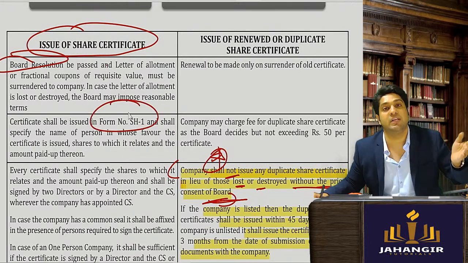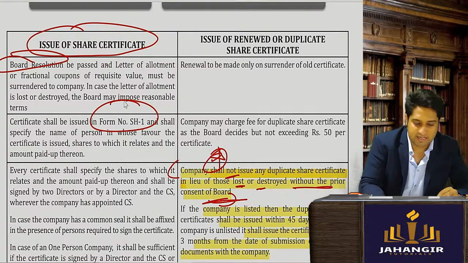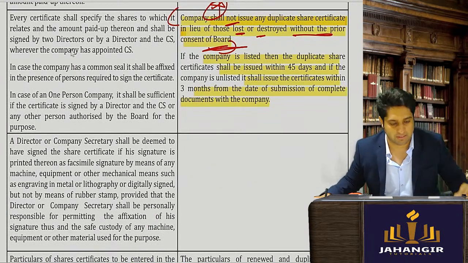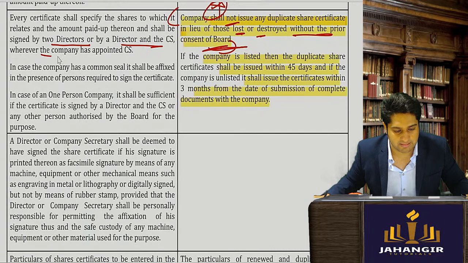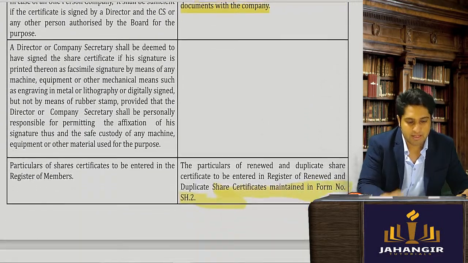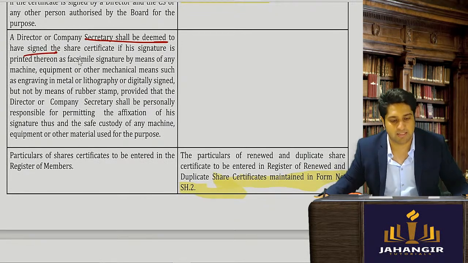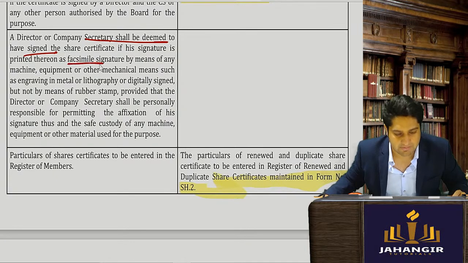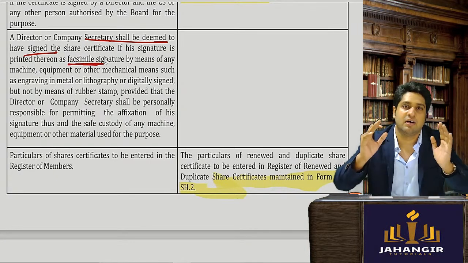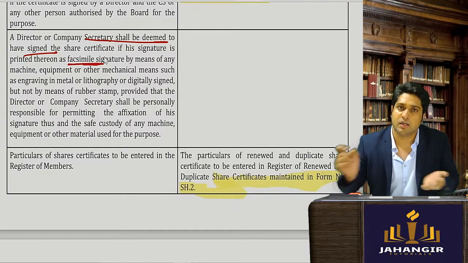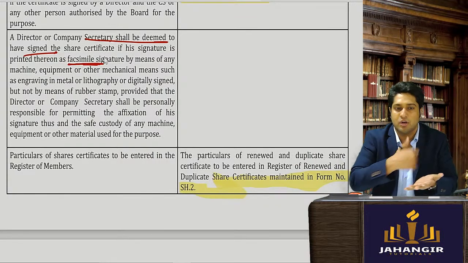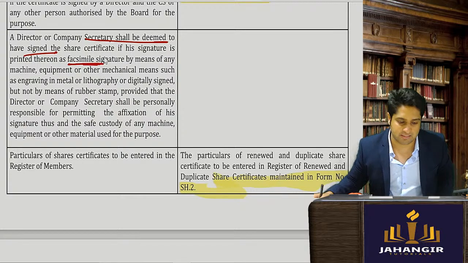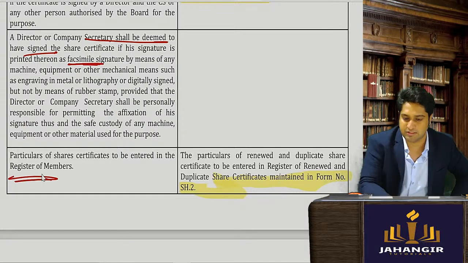Share certificates are issued in SH1, and it can be certified or signed under the common seal or by two directors, and one should be a company secretary. If the company secretary has signed the document, it will be deemed valid, and the directors can have a facsimile signature or an electronic signature. Nowadays, if 1 lakh share certificates are issued, the directors will not keep on signing. They have these signatures, which you must have seen on your college ID card, the signature of your principal. That facsimile signature is also allowed, and you have to maintain a register.